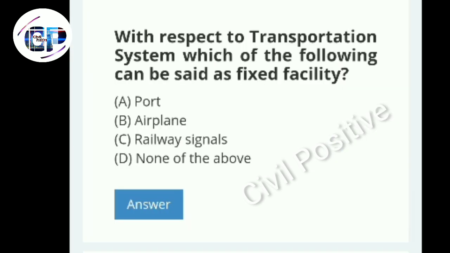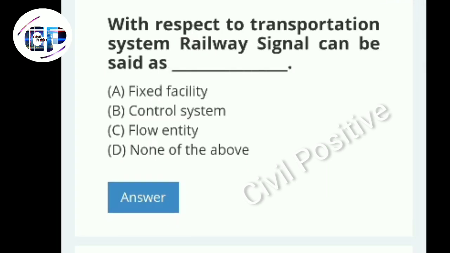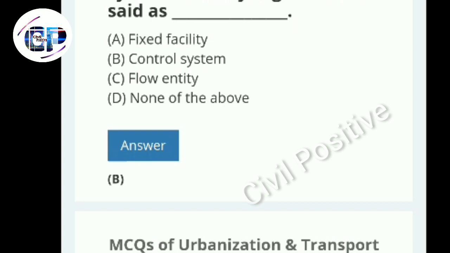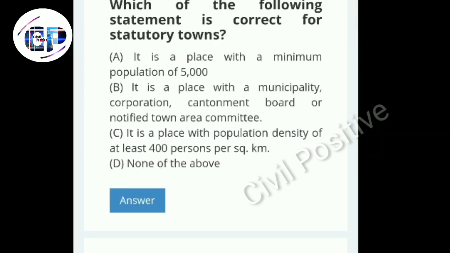With respect to transportation system, which of the following can be said as fixed facilities? Port, aeroplane, railway signals, none of the above. Answer A, port. With respect to transportation system, a railway signal can be said as: fixed facility, control system, flow entity, none of the above. Answer B, control system.